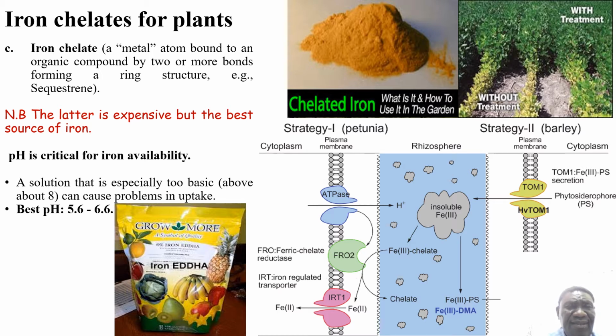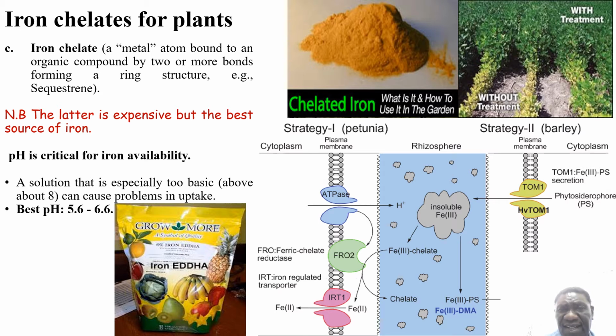pH is critical for the iron availability. A solution that is too basic, that is above 8, can cause problems in iron uptake. The best pH range is 5.6 to 6.6.